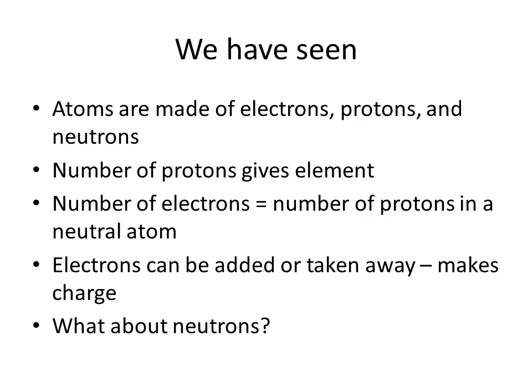All right, we have seen that atoms are made of electrons, protons, and neutrons, and we know that the number of protons identifies what element we have. In a neutral atom, the number of electrons is equal to the number of protons, but we can modify the number of electrons by taking away or adding electrons, and we've seen that this makes charge. If we add electrons, it makes a negative charge, and if we take away electrons, it makes a positive charge. But what about these neutrons?